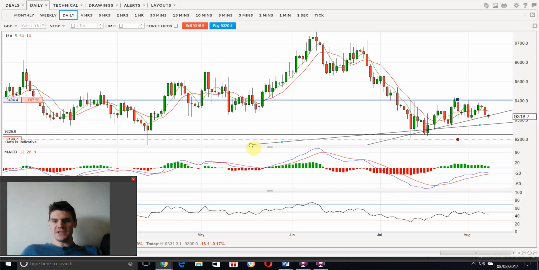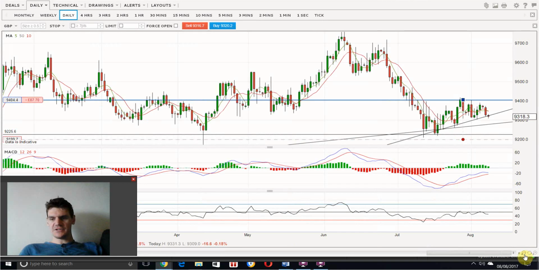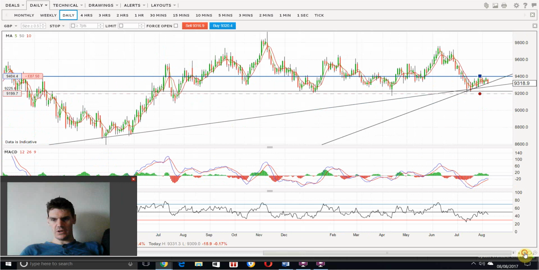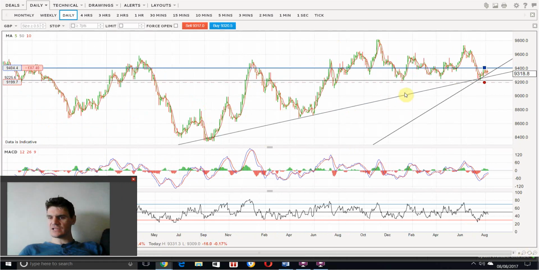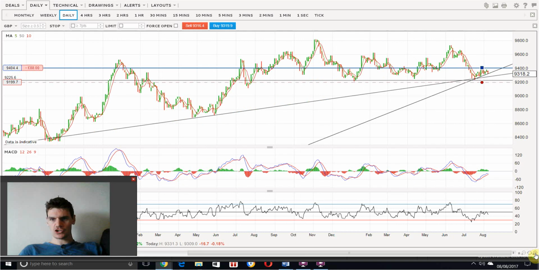Hey guys, just wanted to give you an update on my New Zealand dollar Canadian dollar trade. Let me zoom out a little bit to show you what I was looking at initially. You can see we've got an ascending trend line, and we had a pullback down to the ascending trend line, and I was looking to trade the pullback and get some pips from the rise.